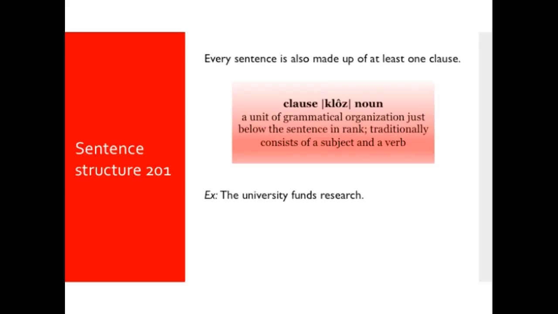And every sentence is made up of at least one clause. So a single clause would be the subject, verb, object, or just subject, verb composition. It's basically the unit of grammatical organization just below the sentence. So we do also need a subject and a verb, but not all clauses are complete sentences. An example of a clause and a sentence that is complete would be: the university funds research. The university is our subject, funds is the verb, research, the object.